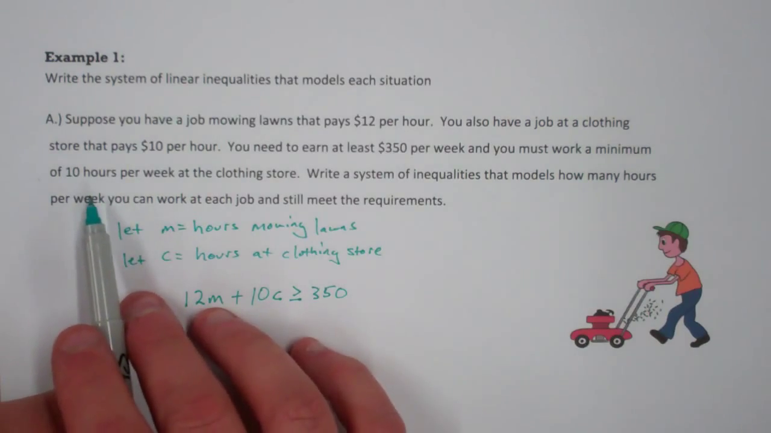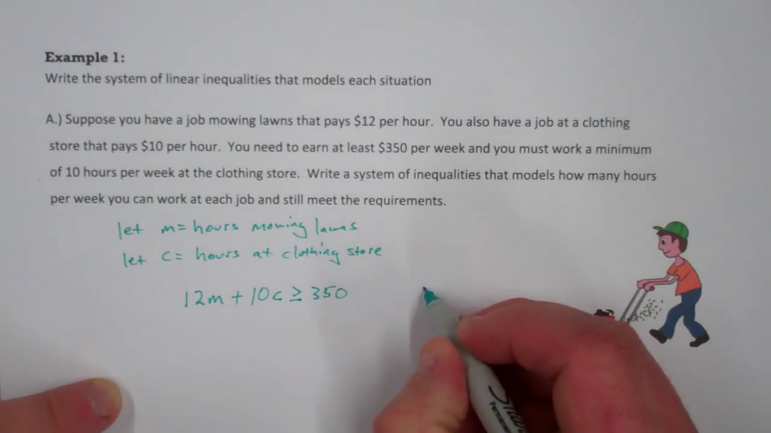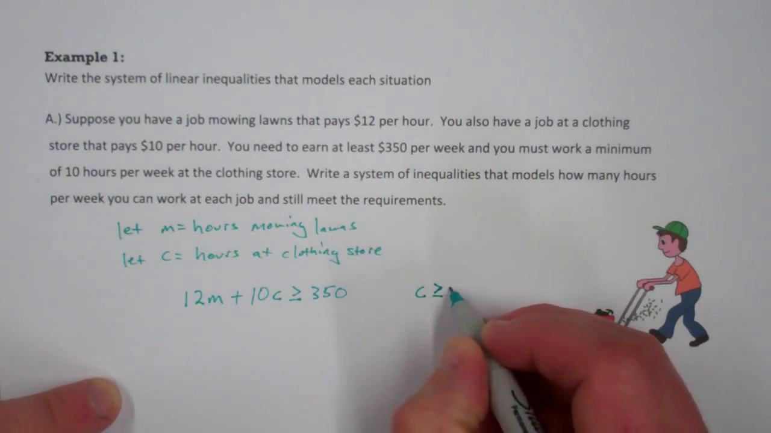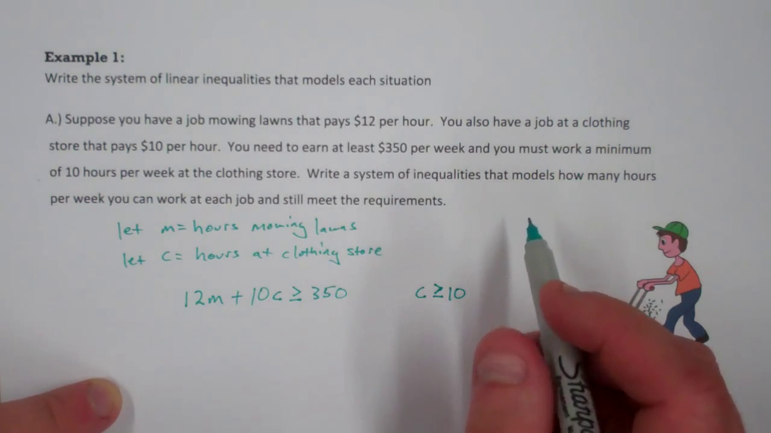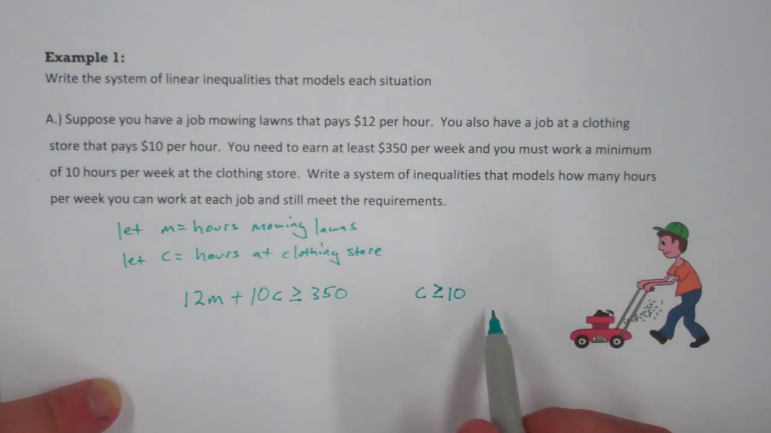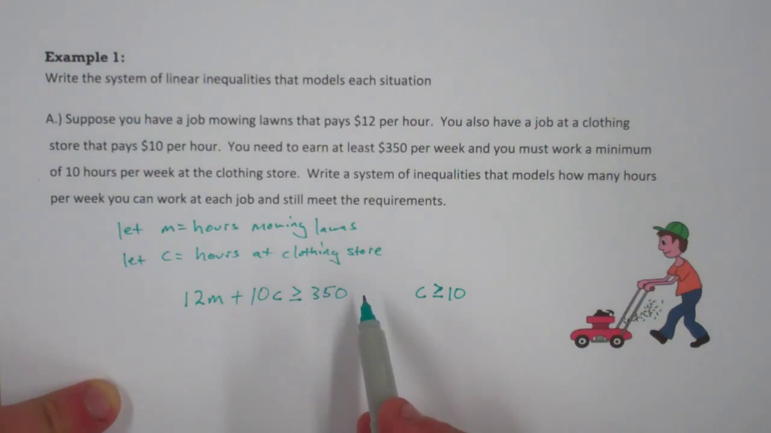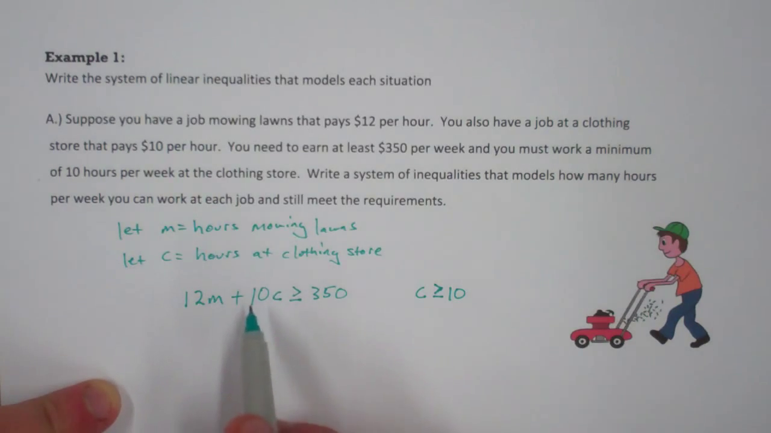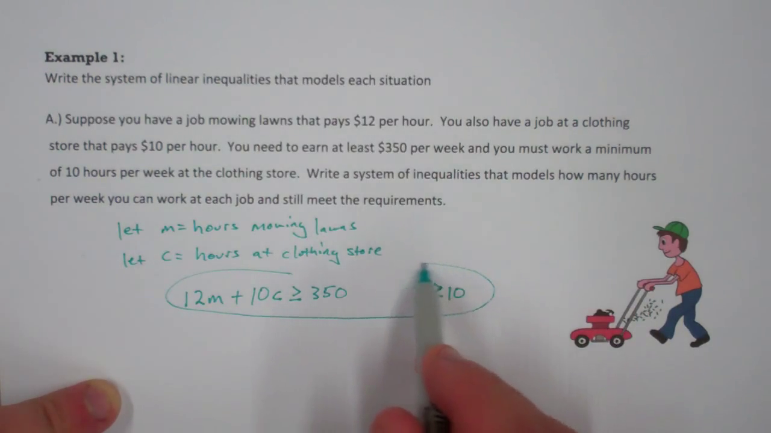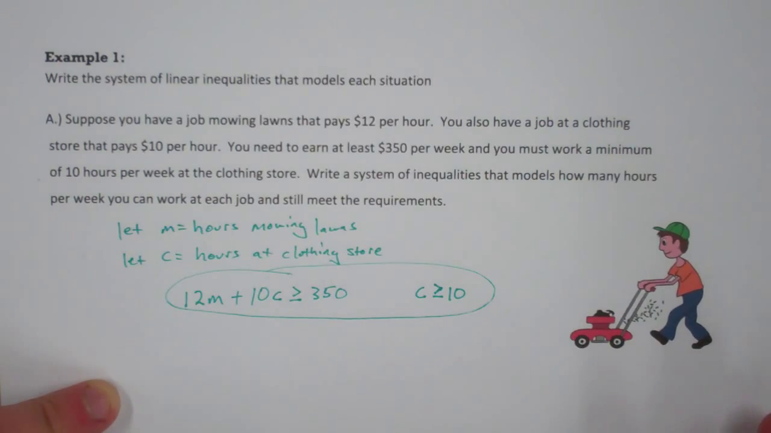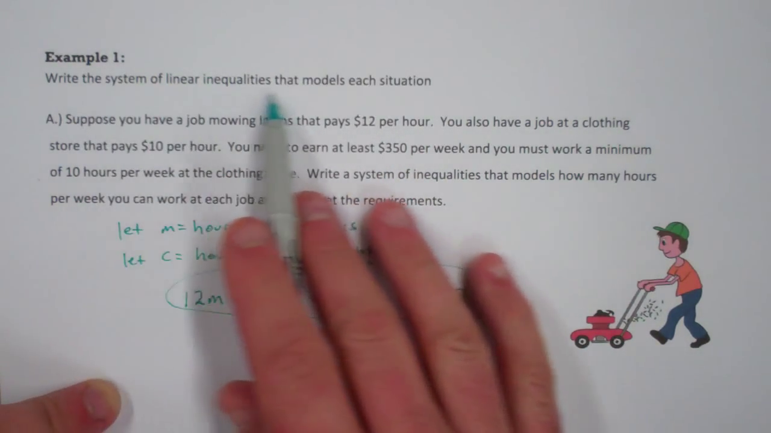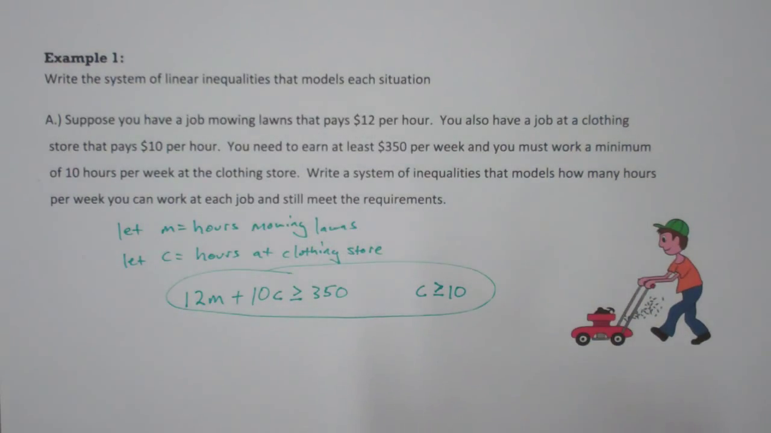Also, you must work a minimum of 10 hours per week at the clothing store. So C has to be greater than or equal to 10. If you work 10, you've got it. So that's why we're including an equal to symbol here. Notice this is the only thing that you know about each one of these. We don't know anything else about the lawn mowing job or anything else about the hours themselves. We just know that the total must be greater than or equal to 350 for how much you make, and then also C, representing the hours at the clothing store, has to be greater than or equal to 10. So actually this is the solution to this problem right here, not really the solution in terms of the word problem, but what we're asked to do is just write the system, and we've done it. We have a few more to tackle.